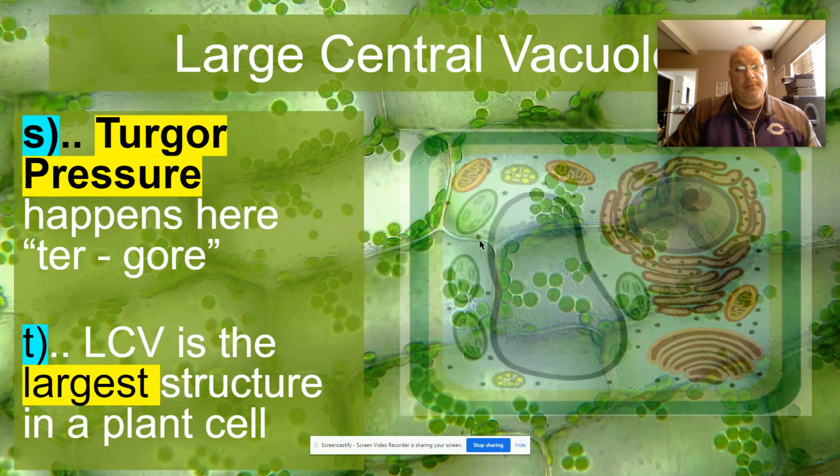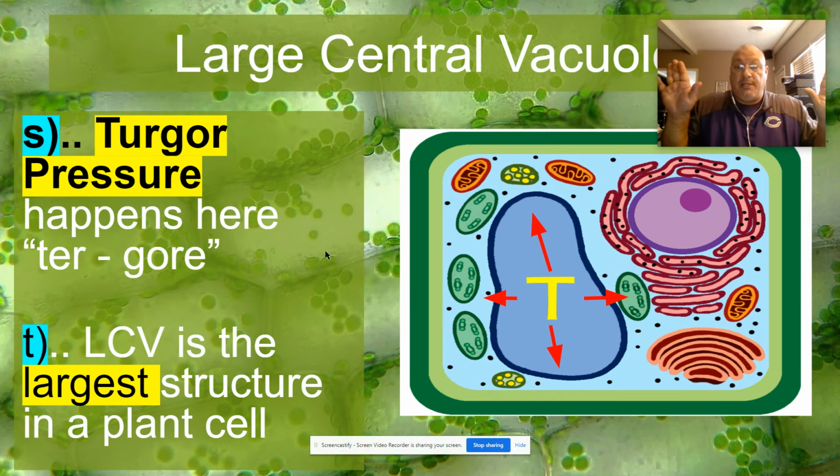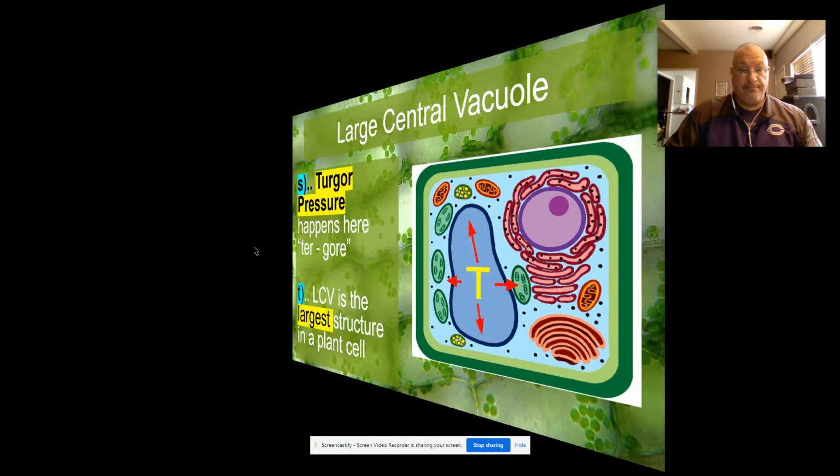So this is also the place where the plant decides whether it's going to be wilted or not wilted. If you water the plant, the water goes into the large central vacuole, and as it gets enough water in there, you have this thing called turgor pressure, which is this little water-filled balloon pushing out on the outside of the box. It makes the plant stand up nice and tall. And then when it doesn't have enough turgor pressure, the plant's wilted. Okay, and this is usually the largest structure in a plant cell diagram.